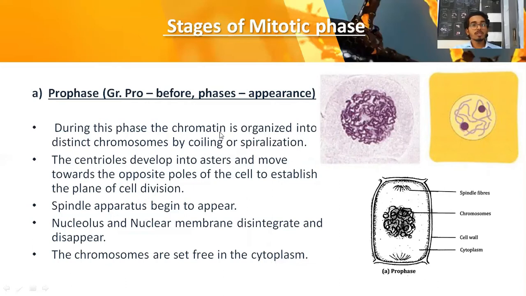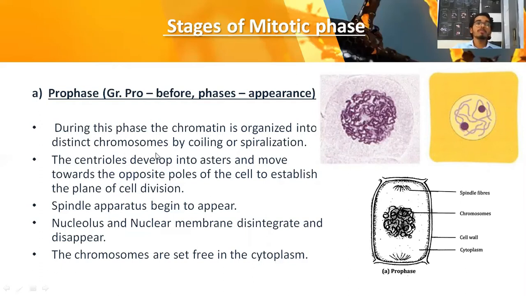During this phase, the chromatin network is organized into distinct chromosomes by coiling or spiralization. The chromatin network comes together and gets coiled with the nucleosome proteins, the octamer and histone proteins, and they form the chromosomes in the end. Clear? This occurs in the nucleus.